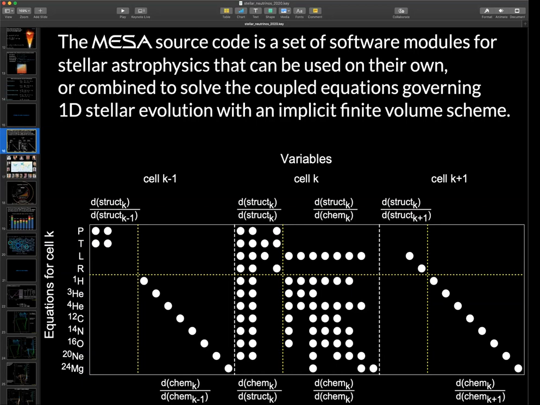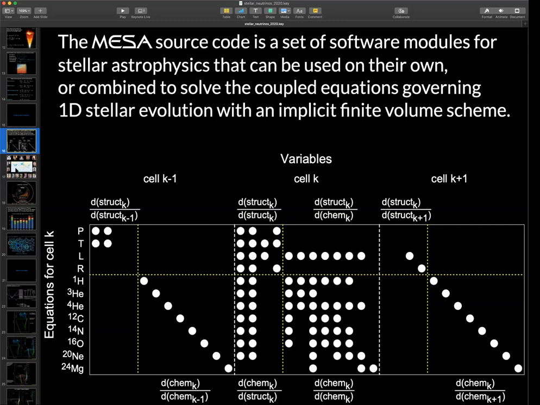I'm going to move my cursor in case somebody does see it. So this right here is the nuclear reaction. This is how the structure changes with the chemistry. And then these are your structure equations, your stellar evolution equations. And these off blocks here are how the structure and the nuclear reactions couple themselves. And then these off diagonal blocks are the coupling due to various transport processes, okay? But I'm not going to talk a lot about the MESA source code. What I really want to mention is the MESA project.